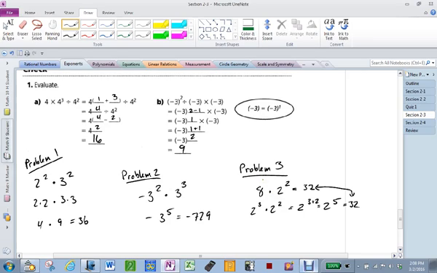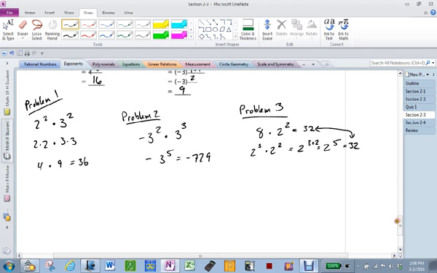You can do 8 divided by 2 equals 4, and 4 divided by 2 equals 2. So 8 is 2, 2, 2. It's a power of 2.